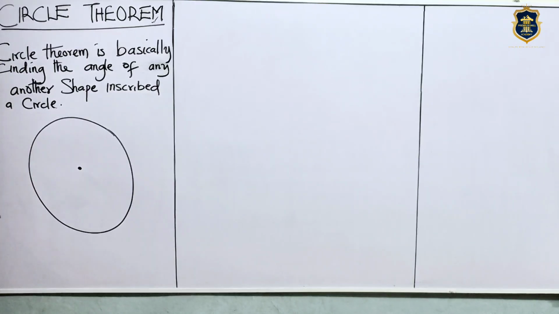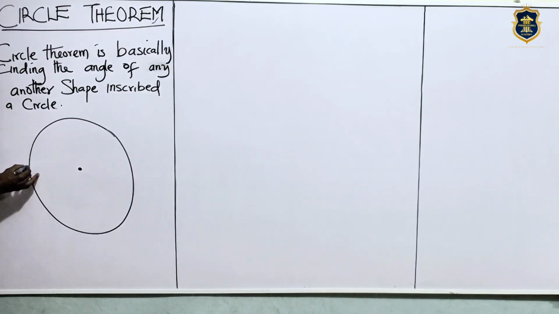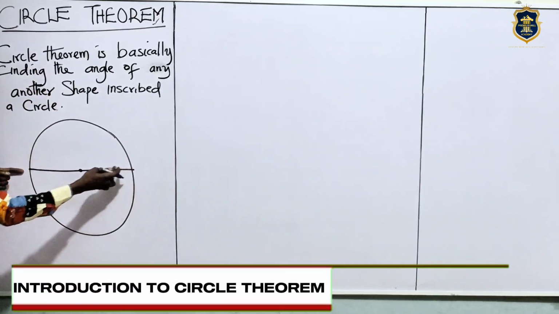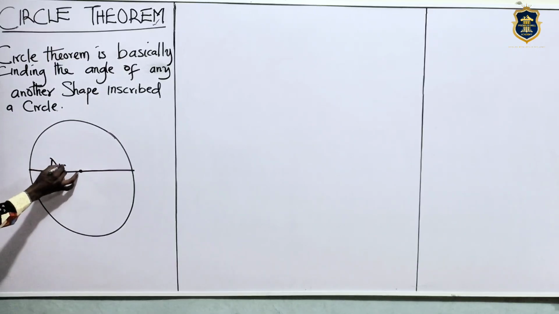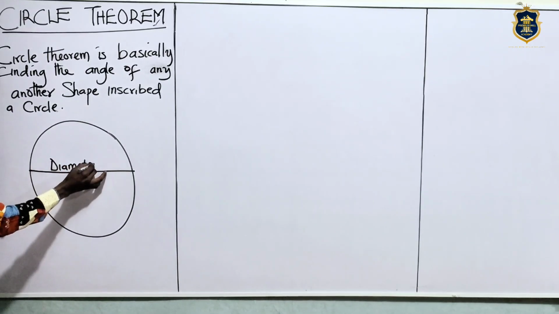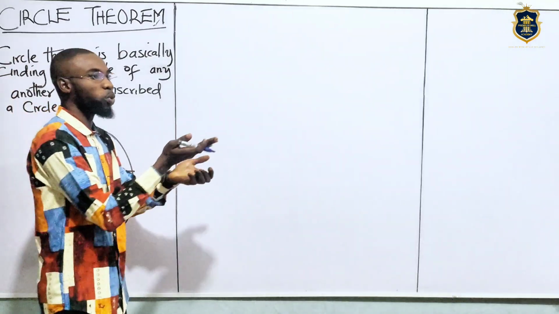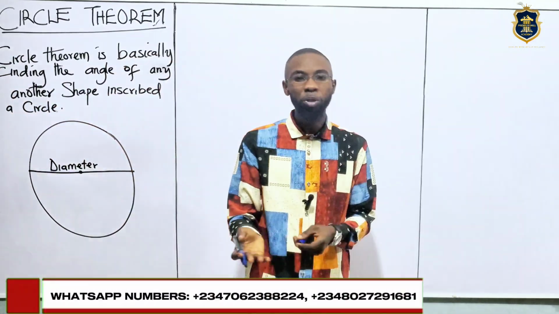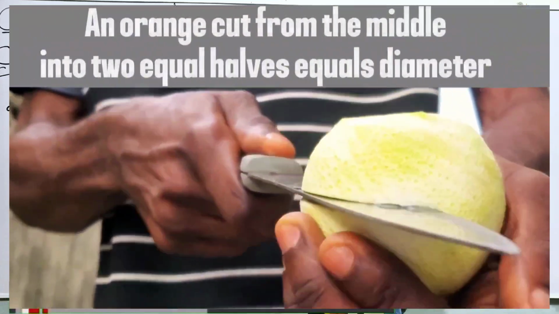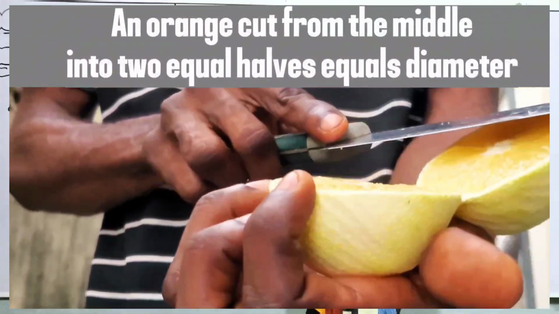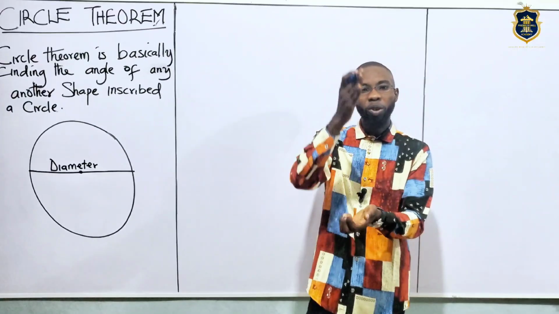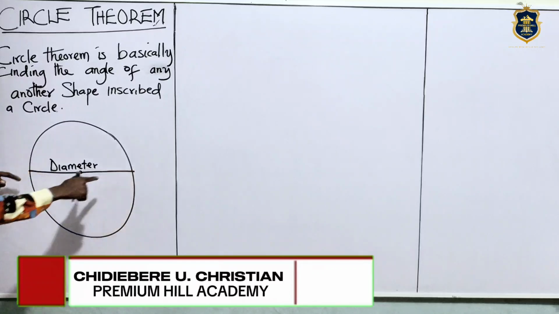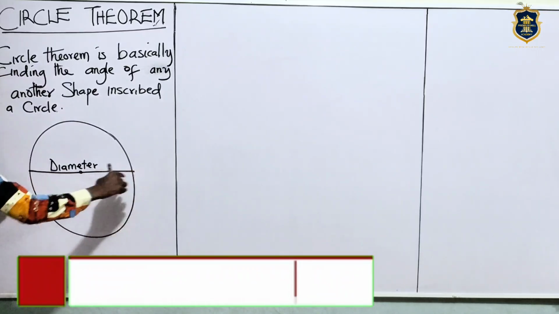I want to show you any line that cuts a circle. If a line cuts the circle from the middle, this line is called the diameter. Any line that cuts a circle into 2 equal halves is called a diameter. So you're going to buy an orange and then you ask the orange woman after peeling the orange to cut it at the middle point. If she cuts it at the midpoint, it means that you're cutting it at the diameter because it cuts the circle into 2 equal halves. So any line that cuts a circle into 2 equal halves is known as a diameter.